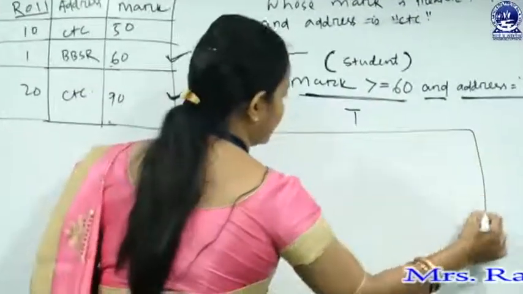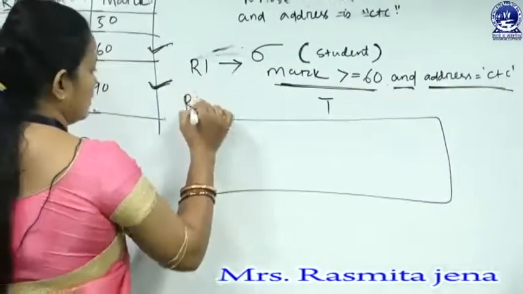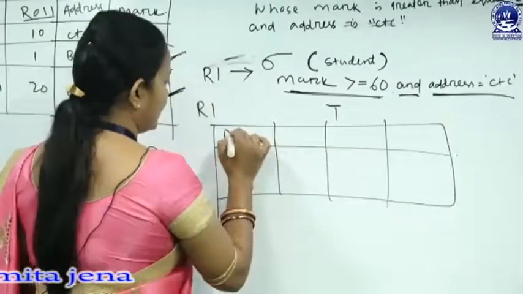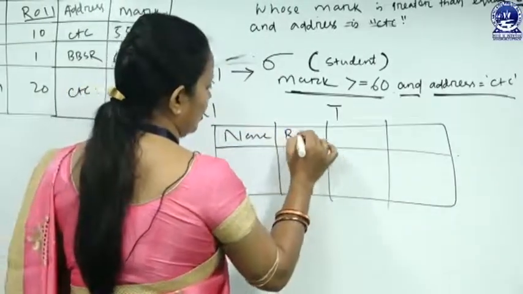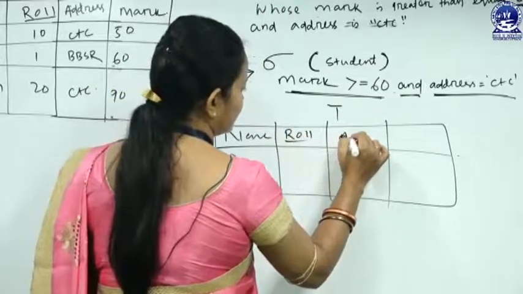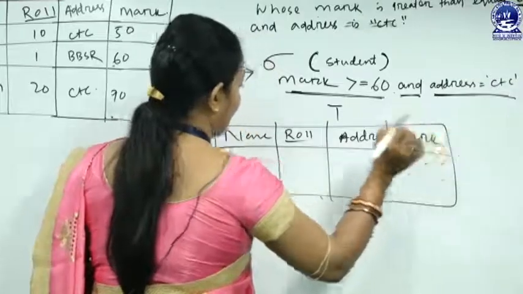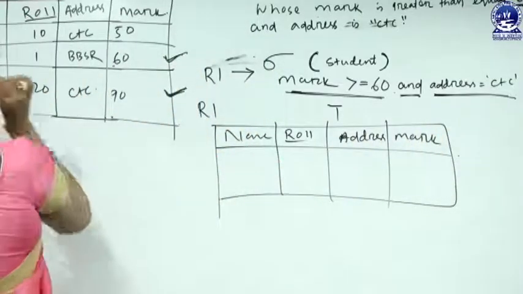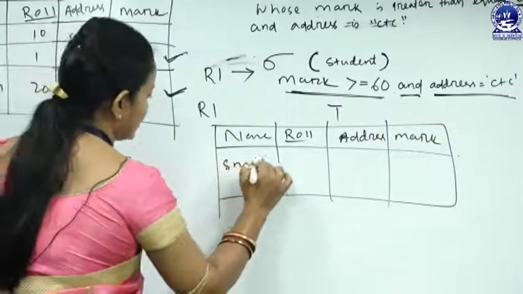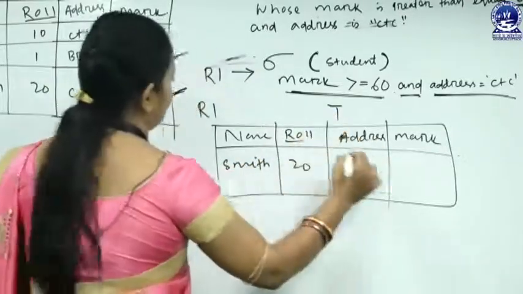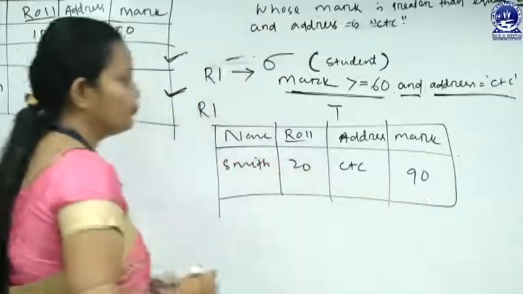So now the resultant relation R1 will contain the attributes name, role, address and mark, and the selected tuple is only the third one, that is Smith, 20, CTC, then 90.